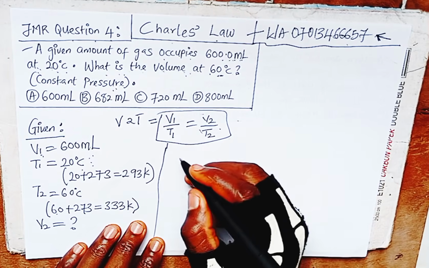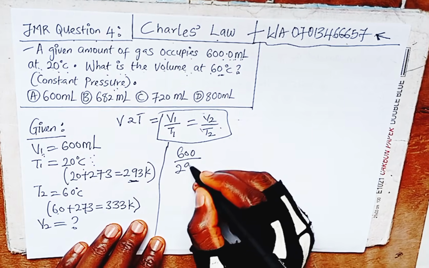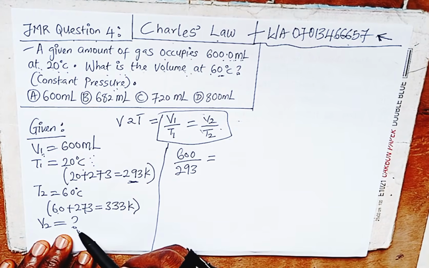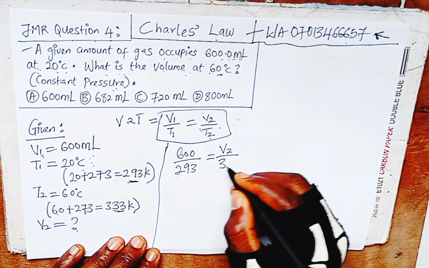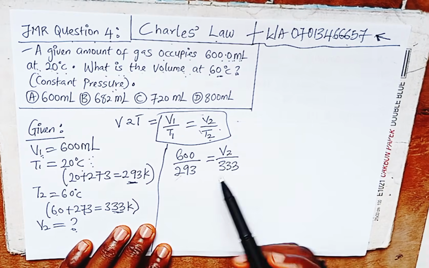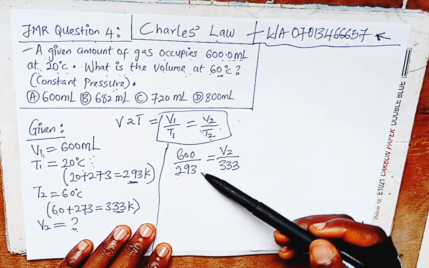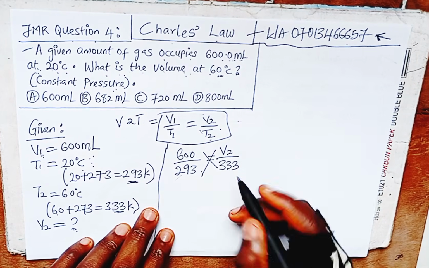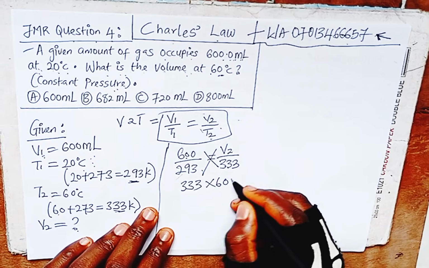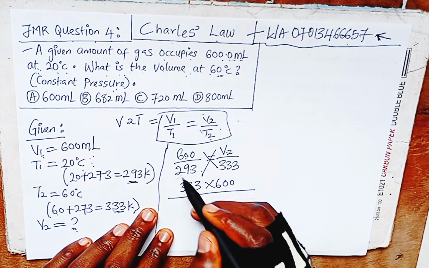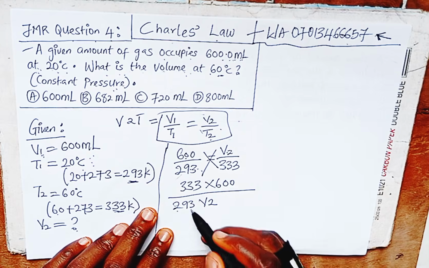What is our V1? Our V1 is 600 over our T1, which is 293, equal to our V2 over our T2, which is 333. Because you have numbers here and only one unknown, what you have to do is cross multiply, the normal mathematics rule. 333 times 600 over 293 times V2. If you multiply it by V2, it gives us 293 V2.